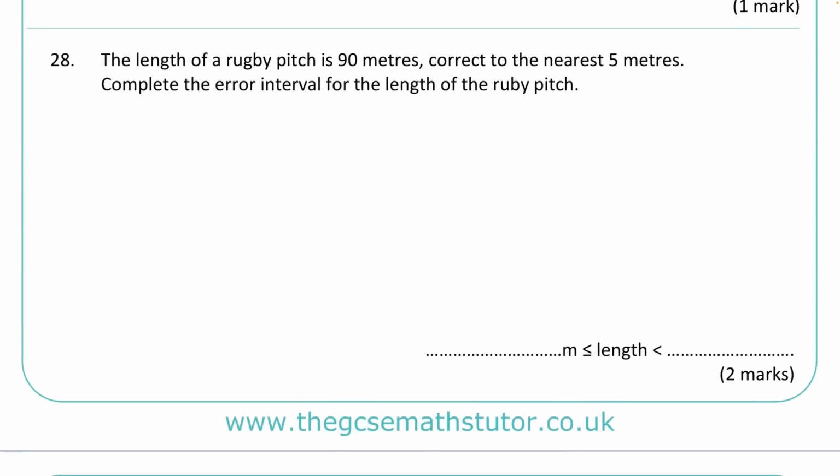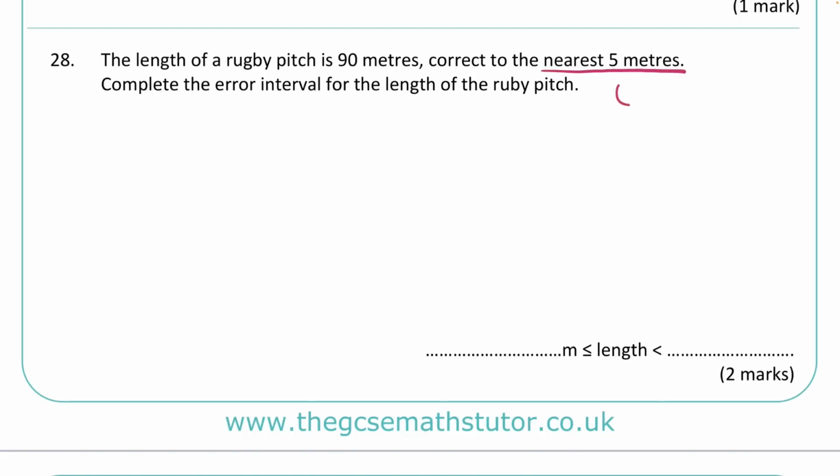We have an error interval. It says the length of a rugby pitch is 90 metres, correct to the nearest 5 metres. Complete the error interval for the length of the rugby pitch. Now watch out carefully, because normally nearest metre would have been very nice, but nearest 5 metres, I've got to be very careful.